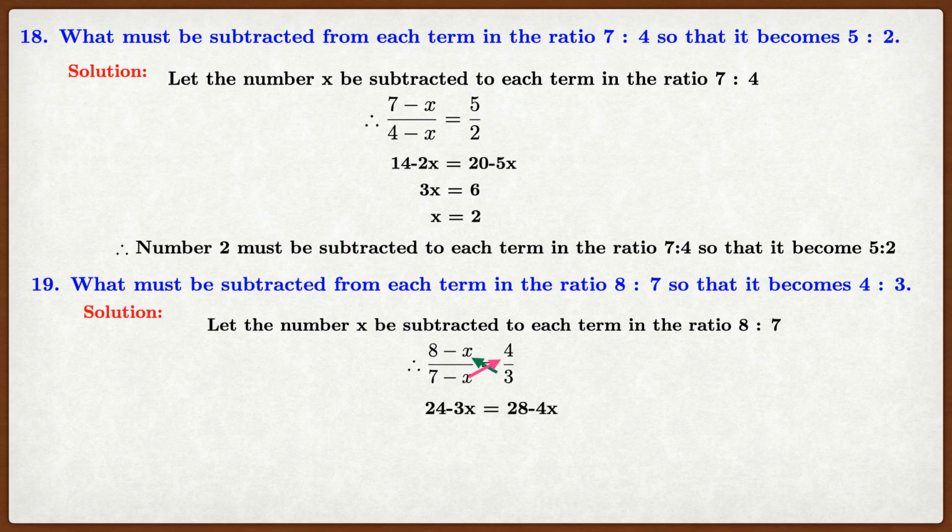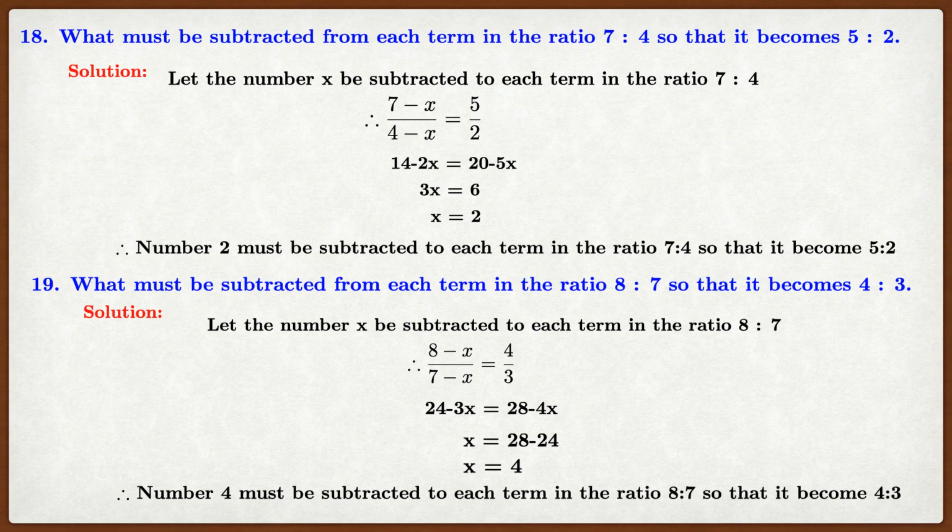24 minus 3x equal to 28 minus 4x. x equal to 28 minus 24. Therefore, x equal to 4. Therefore, number 4 must be subtracted to each term in the ratio 8:7 so that it becomes 4:3.